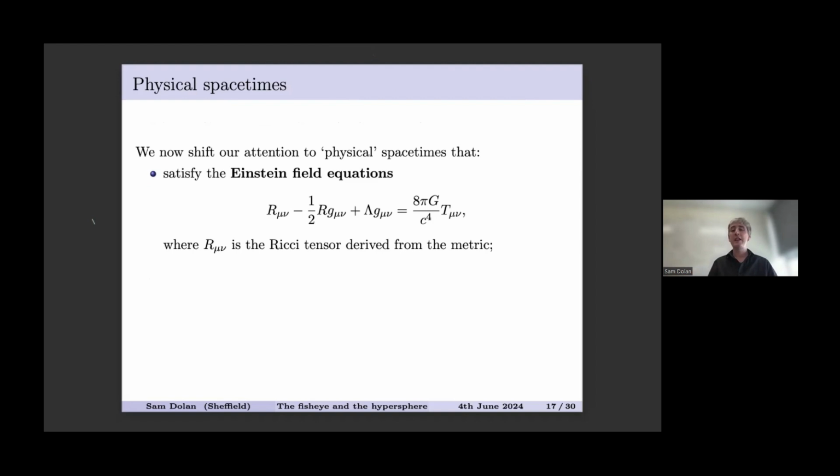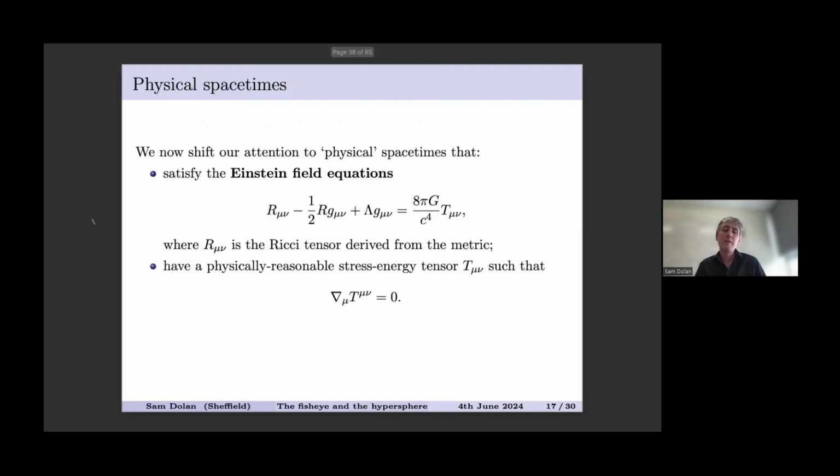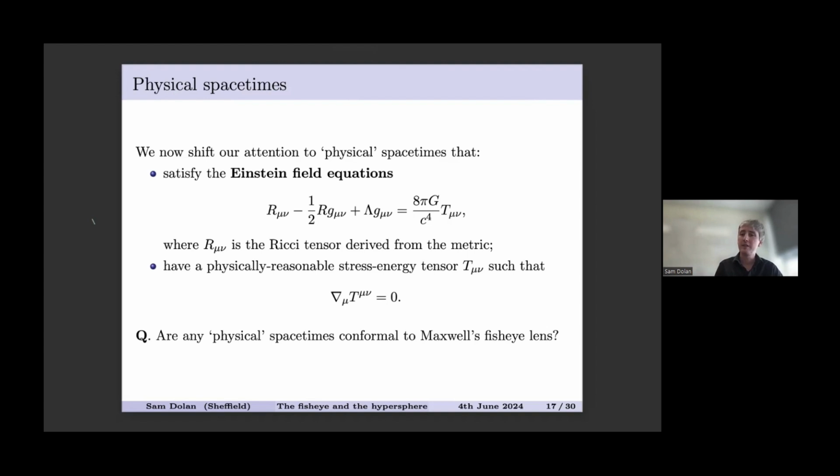So let's now shift our attention to what we're calling physical spacetimes. So now we want spacetimes that satisfy the Einstein field equations, as written there, for some physically reasonable energy momentum or stress energy tensors, which must, of course, be divergence-free. So we can ask a nice simple question. Are there any physical spacetimes that are conformal to Maxwell's fisheye lens? And again, the answer is yes.